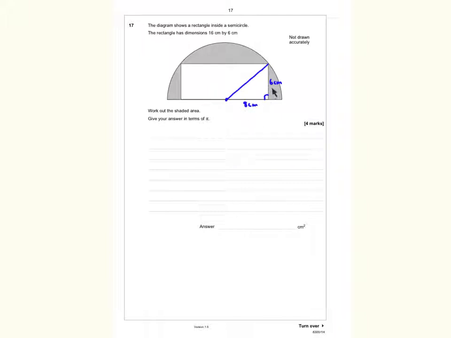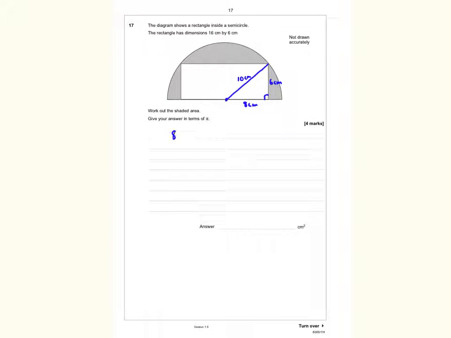So we have 8 centimeters and 6 centimeters. Now, to find the longest length in a right angle triangle, when we have the shorter lengths, we use Pythagoras' Theorem. If you did 8 squared add 6 squared and got 100, that's your first mark. If you square root that and get 10, that's your second mark. And this can be shown in the diagram. You can show that this is 10, and that will be 2 marks already.